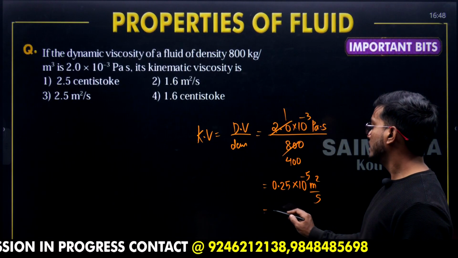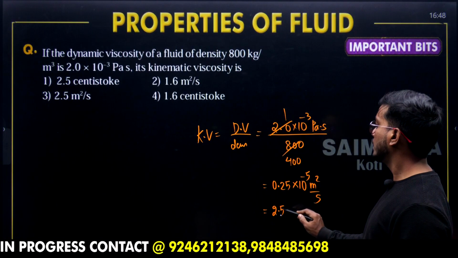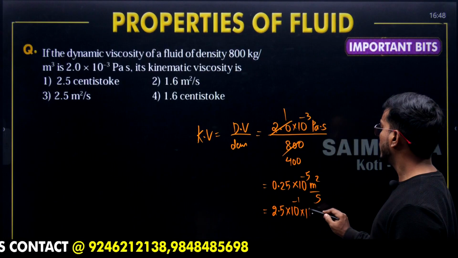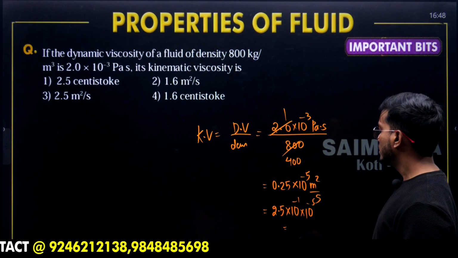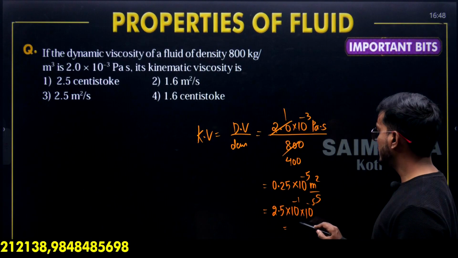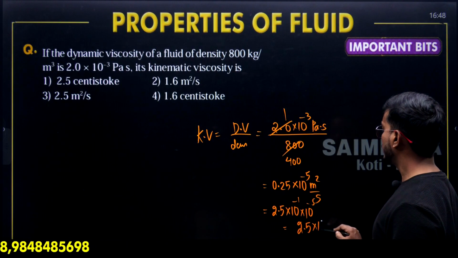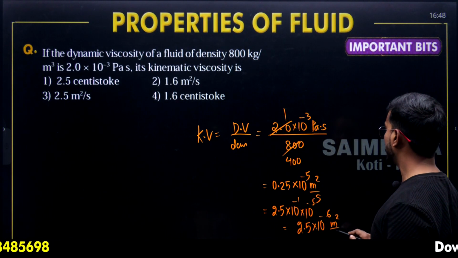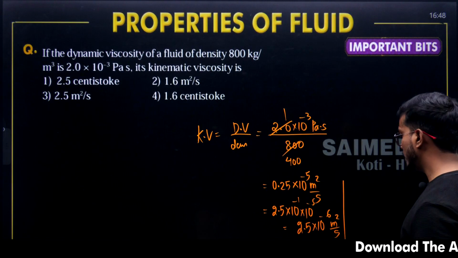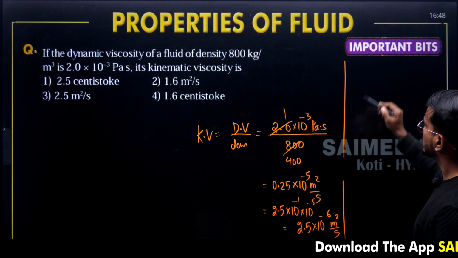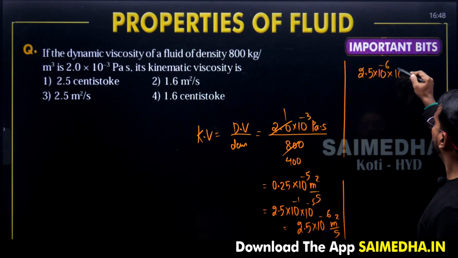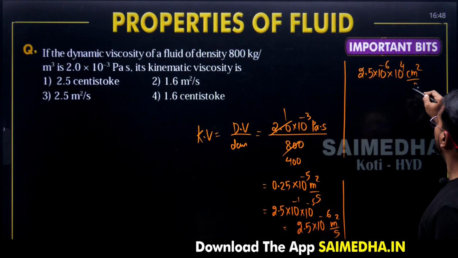Whereas if I write here 2.5, then I need to multiply with one more 10 to the power of minus 1. Okay, this is 10 to the power of minus 5. So this 10 power minus 5, 10 power minus 1 is going to become as what? 10 to the power of minus 6. 10 to the power of minus 6 meter square per second. I want to write here centimeter square per second. 1 meter square is equal to 2.5 into 10 to the power of minus 6 into 10 to the power of 4 centimeter square per second.